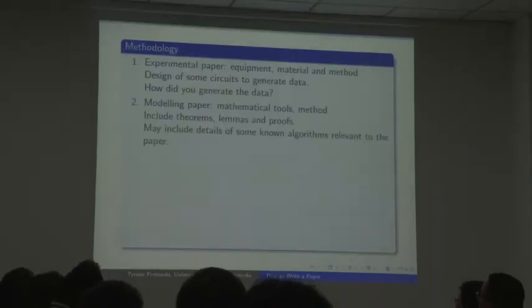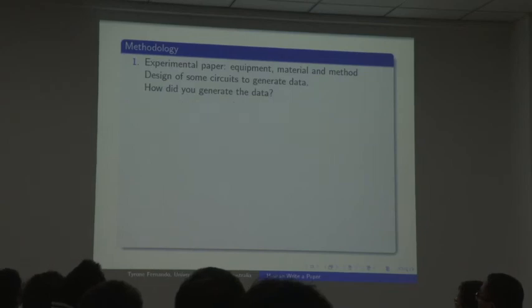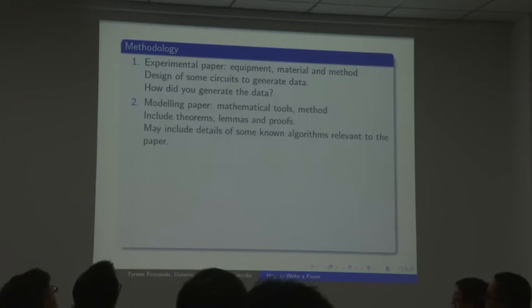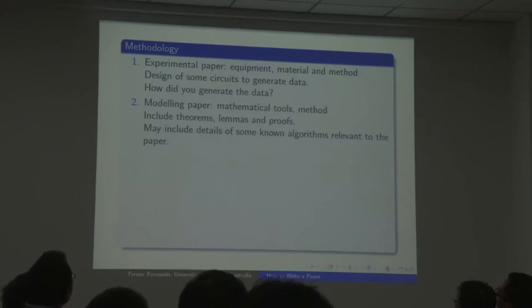With the methodology, if it's an experimental paper, that's another section. In the methodology section, we need to talk about the equipment, material, methods, design of some circuits to generate data. How did you generate data? We need to talk about that. If it's a modeling paper, we need to talk about the mathematical tools, methods, include some theorems, lemmas, and proofs, and may include details of some known algorithms relevant to the paper.